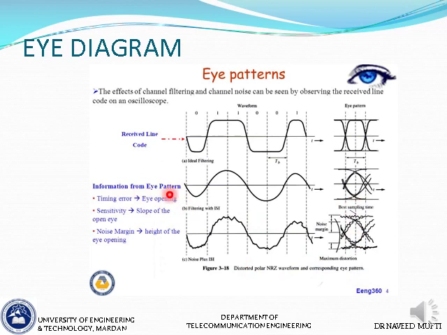For example, the eye opening gives us an idea of the timing error. The sensitivity can be gauged from the slope of the open eye. This slope is higher, this is getting lower, this is even lower. And the noise margin can be gauged from the height of the opening eye, as we discussed here, from the center to this value here.